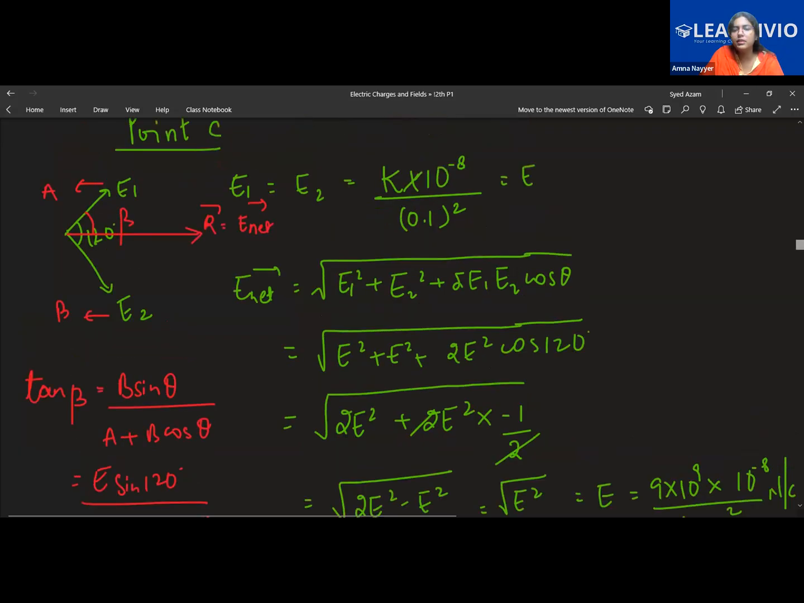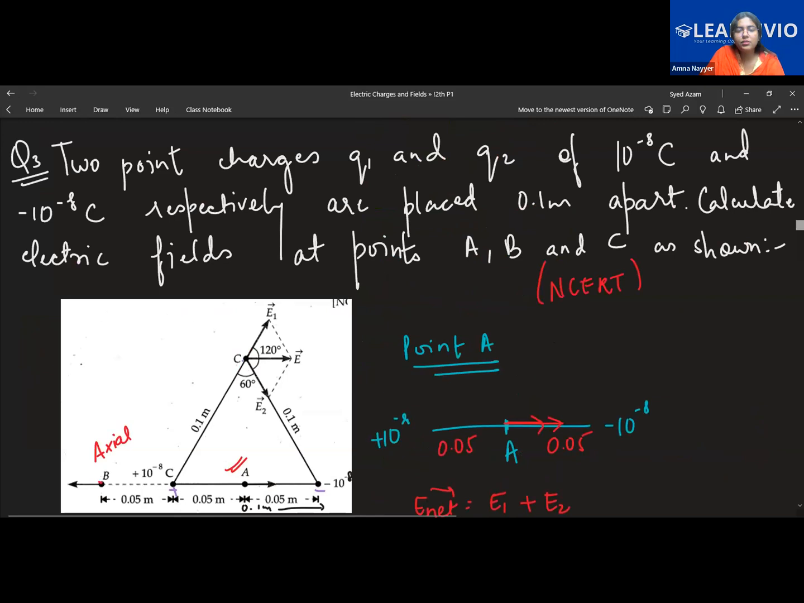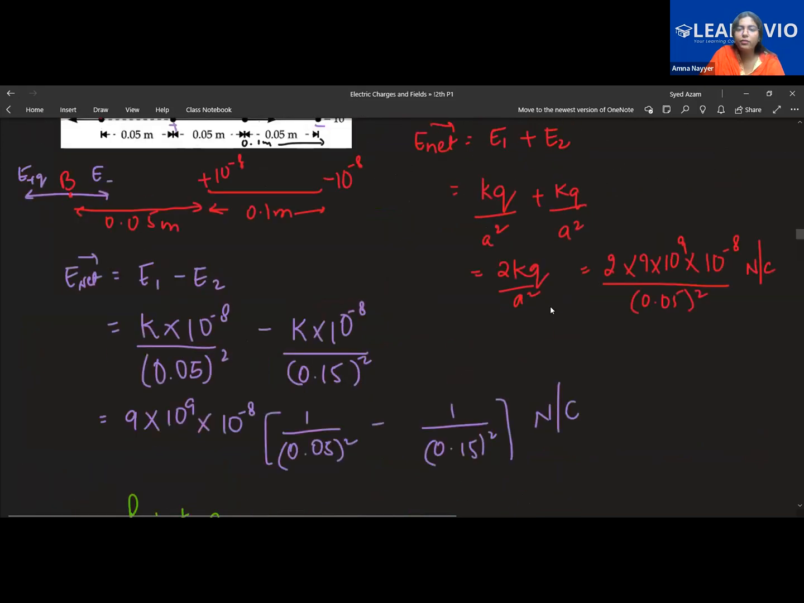This is actually a very lengthy question, because you have to calculate everything in it. Okay, so point A you have written. Please start writing from point B and for point C also. Is that clear, Ibrahim and Jasleen? Yes, ma'am. Okay, please write it.